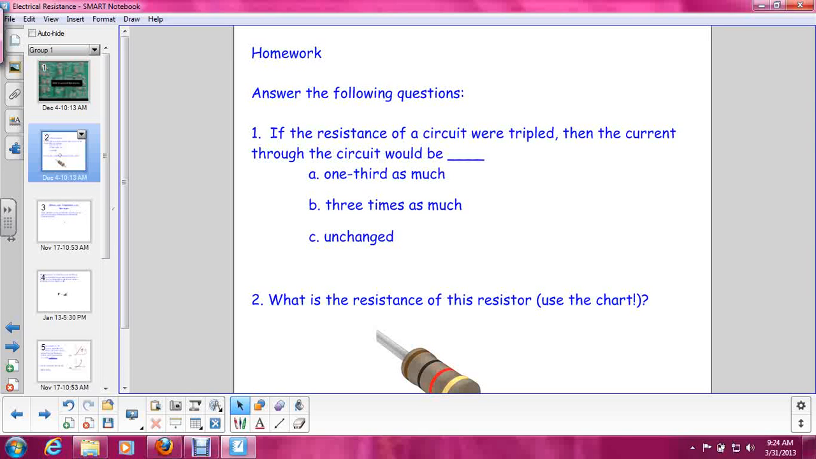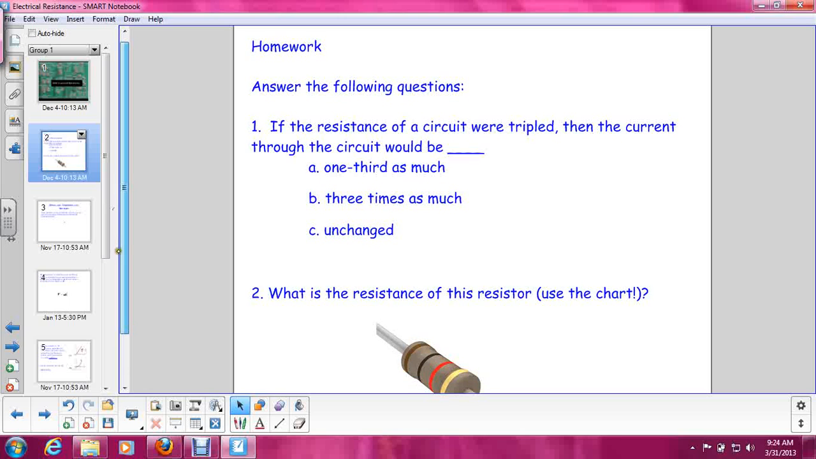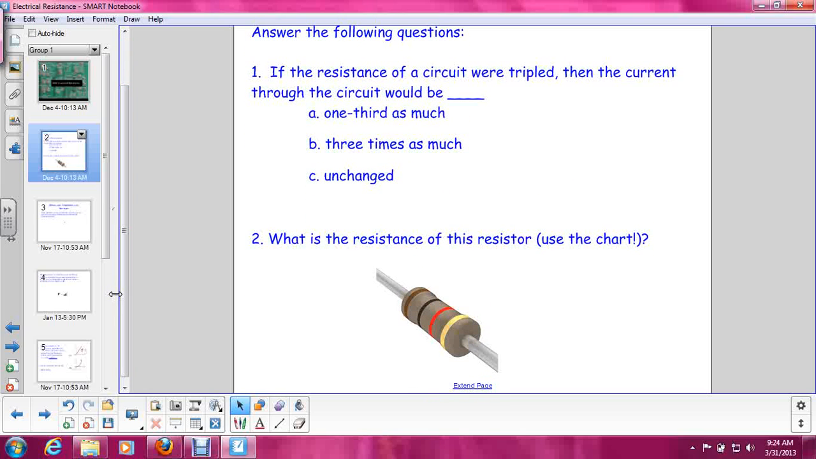Your homework for tonight is to answer these two questions. The first one is multiple choice, and it says if the resistance of a circuit were tripled, then the current through the circuit would be what? 1/3 as much, 3 times as much, or unchanged. And we're assuming here that the potential difference does not change.